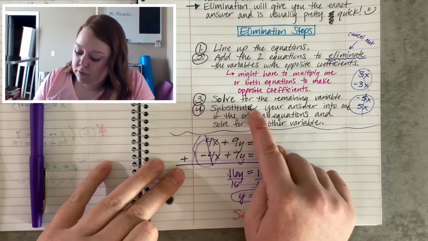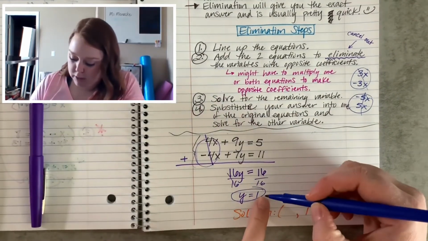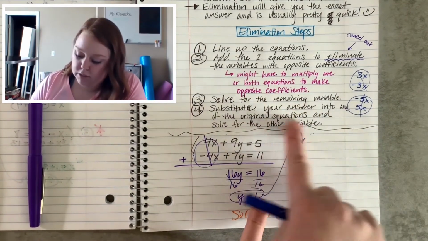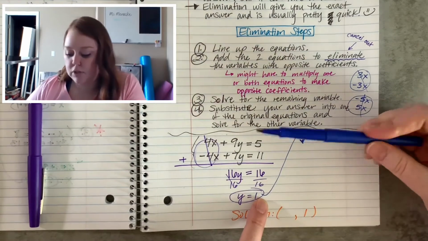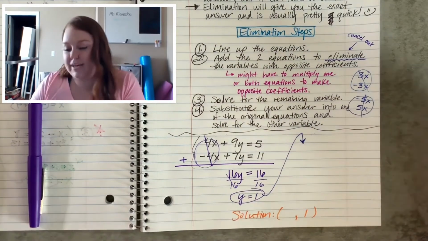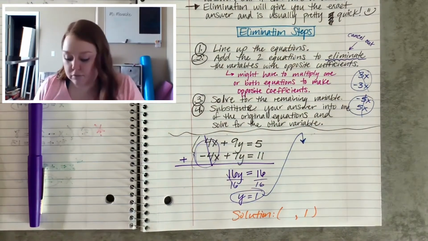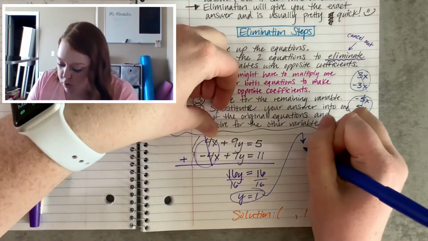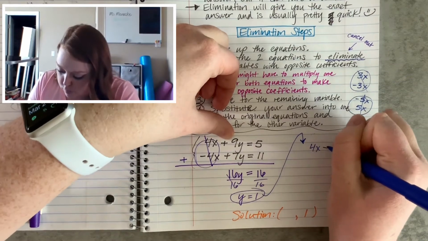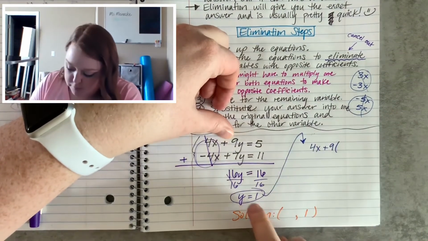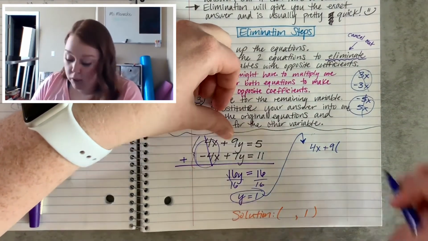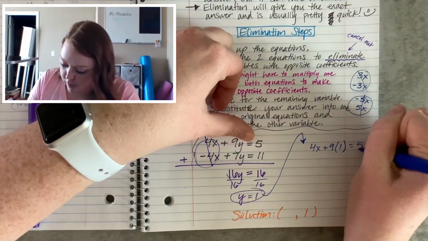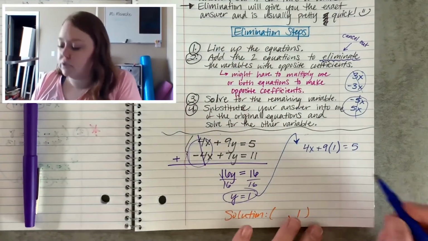Last thing we do, substitute your answer. So we're going to take this answer that we got for y, and we're going to plug it into one of the original equations. So I'm going to plug it into either this guy or this guy. It does not matter. Okay. And I'm going to solve for x. So I'm going to take this top equation. So we have 4x plus 9 times, now that we know that y is 1, I can replace a 1 for y equals 5. Okay, so now we just simply solve for x.